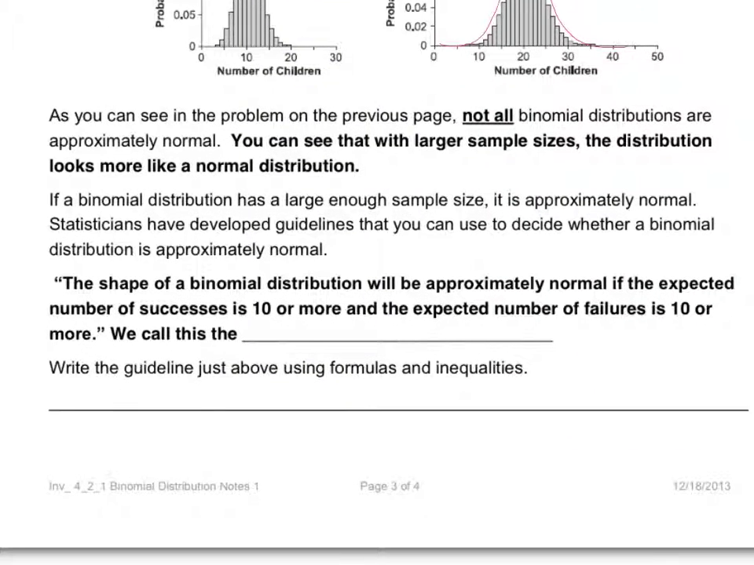And what we call this, and you put this on your note page, is called the rule of 10. And what the rule of 10 states is that the shape of a binomial distribution will be approximately normal if the expected number of successes is 10 or more and the expected number of failures is 10 or more.